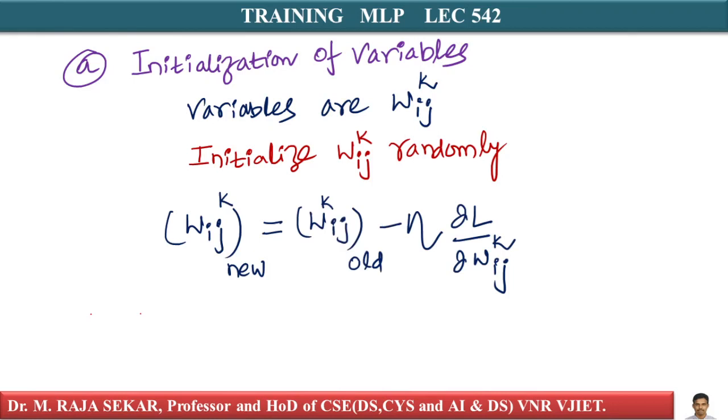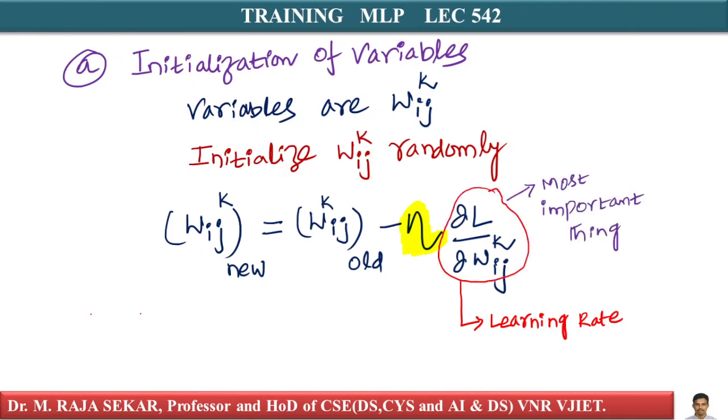What is that? Wkij new equals Wkij old minus eta into dou L by dou Wkij. What is this eta? Eta is known as learning rate. We will compute the new value by taking the old value and subtracting. Of course, eta is called learning rate. There is a lot of interesting theory on how to choose learning rate. We will discuss it in a lot of detail in future classes.